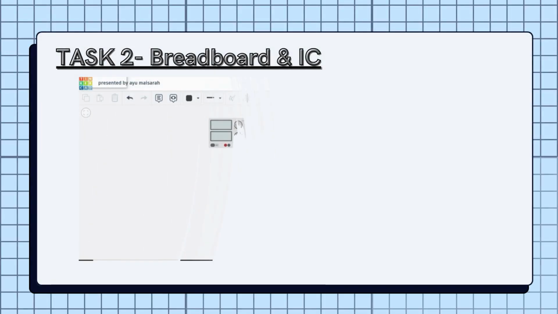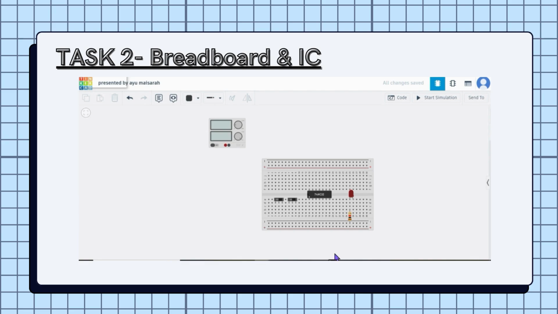Hi, in this video, we will demonstrate task 2. The objective is to physically implement a single AND logic gate using the 74HC32 IC and observe its output. First, we connect the 5V or 9V power supply to the breadboard rails. The positive terminal is connected to the positive rails and the negative terminal is connected to the negative rails.